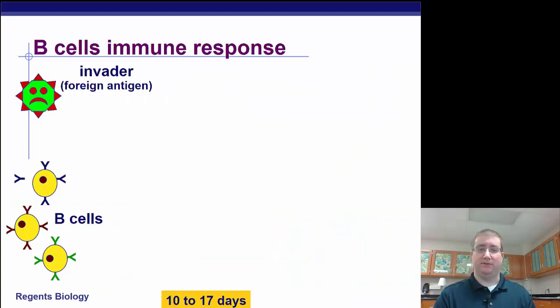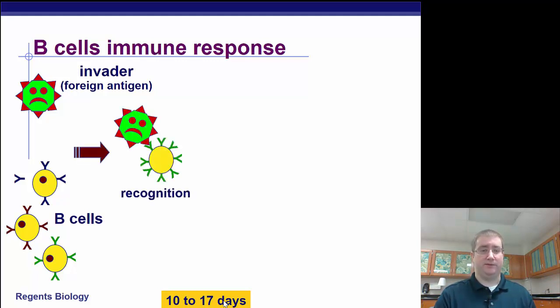Looking at the B cell immune response from beginning to end, we have this invader, this foreign antigen at the top, which has these triangular shaped red antigens all over it. You have B cells. B cells are highly specific. Each B cell can only recognize one and only one antigen. So you need to have a B cell for every specific antigen that you might ever see. If one of those B cells happens to recognize one of the antigens on one of these invaders, they will stick together and they'll activate.